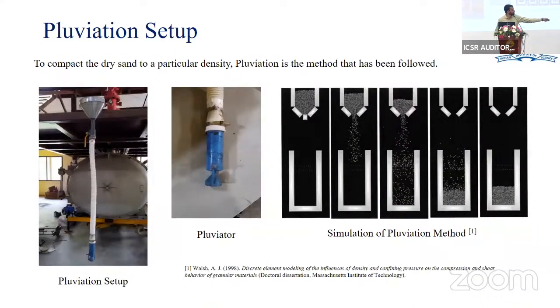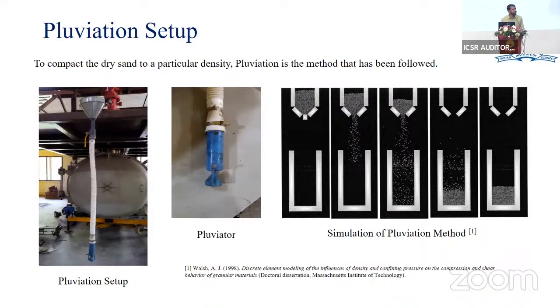This is the pluviation setup that we had used. This is the main pluviator. Pluviation works on the principle of potential energy. This is a simulation done at MIT in the 1990s for the pluviation. It shows that the higher the height of the drop for the sand particles or the granular media, the higher the density of the column that will be achieved. So we used this pluviation method to achieve the 43% RD of the sand.